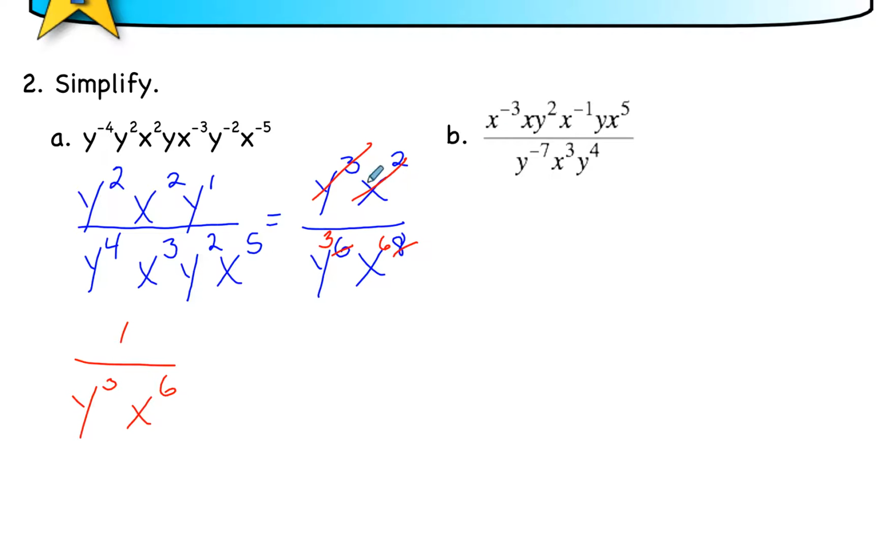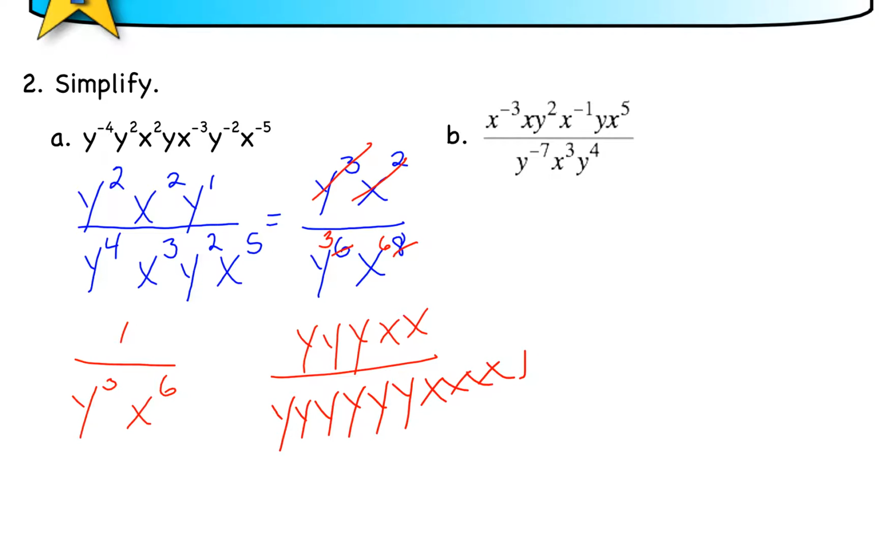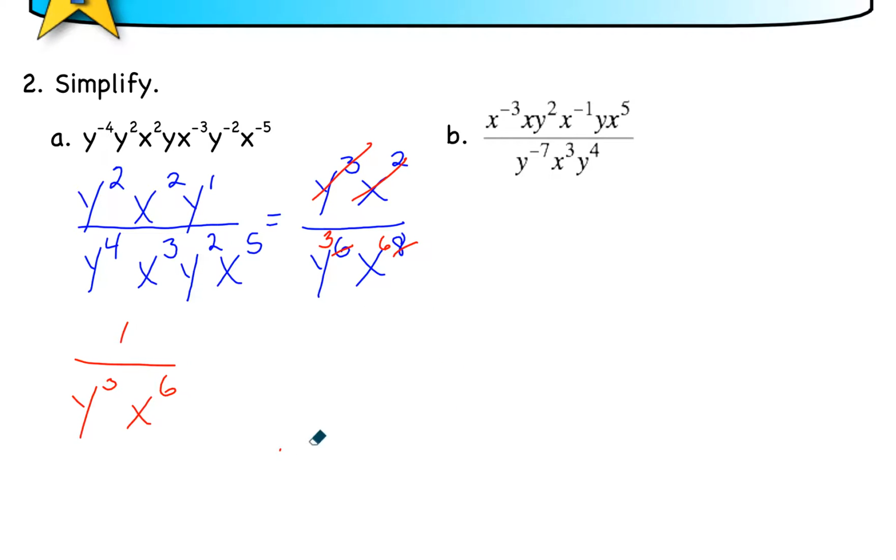If you had written this out longhand, I could have written y times y times y times x over, and then write y 6 times, 1, 2, 3, 4, 5, 6, and then 8 x's. And you see how tedious that is? We don't want to go through that. The y's, 3 of the y's cancel with 3 of the y's down there. You end up just subtracting your exponents as the shortcut of that, okay? So I just wanted to show that to you quickly.